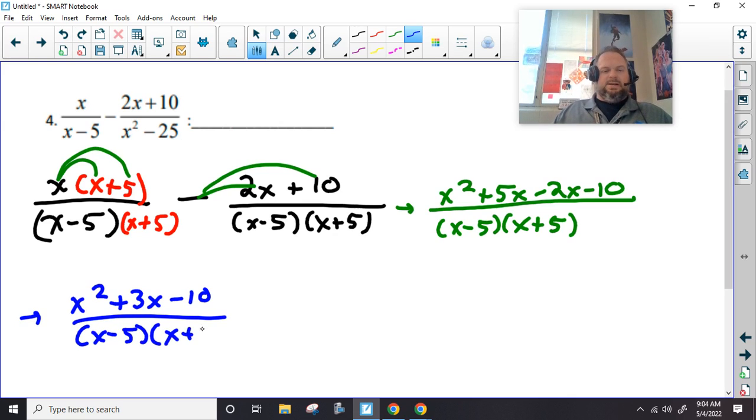All right, on the top, this cleans up like this. I wonder if we've seen something like that and we've had to factor that yet today.